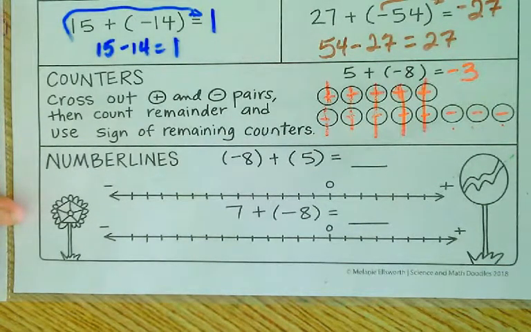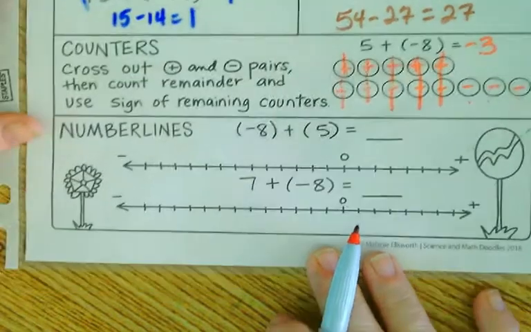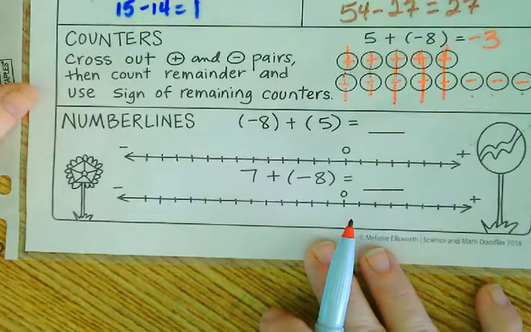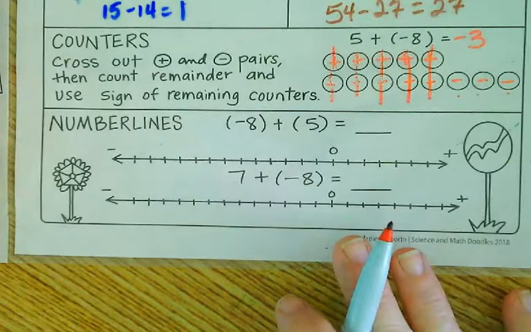Be prepared to be amazed. We're now going to look at number lines. I know you love number lines just as much as I do. So let's look at this: negative 8 plus 5. It's the same thing up here. Let's see if it works on a number line.